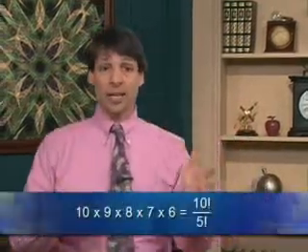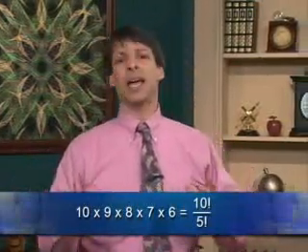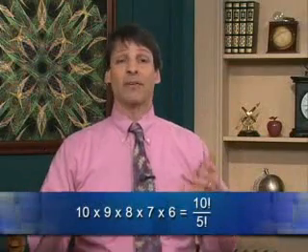Factorials also allow us to answer arrangement problems more compactly. So for instance, when we were counting those 5-digit zip codes with different digits, the answer 10 times 9 times 8 times 7 times 6 could be simplified and written as 10 factorial divided by 5 factorial.